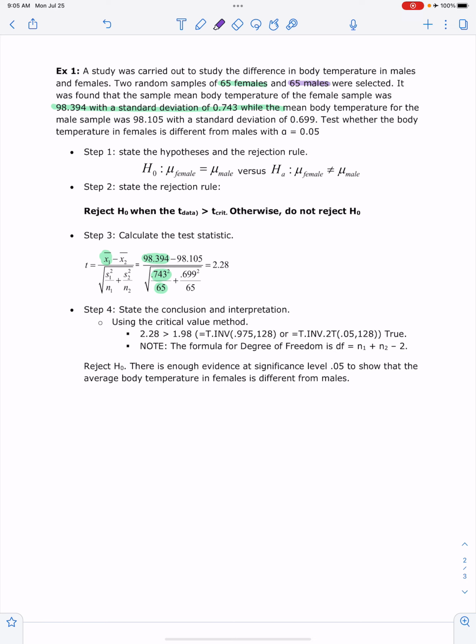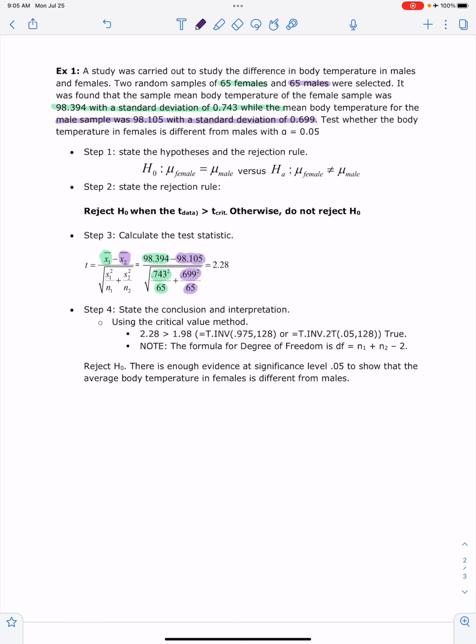We also have 65 males. Mean body temperature for the male sample was 98.105 with a standard deviation of 0.699. There we go, 98.105. Here is that sample standard deviation squared divided by that sample size for the random sample of 65 males.